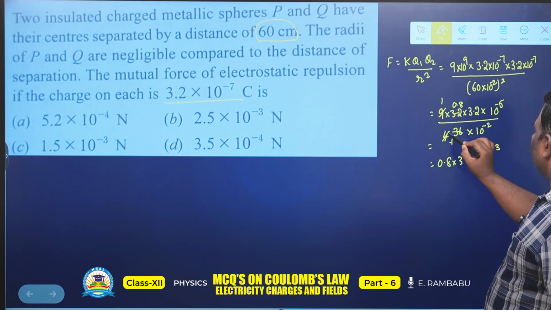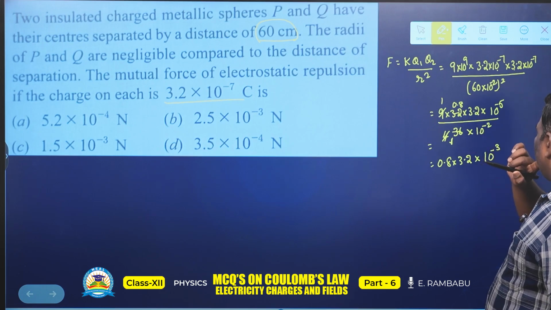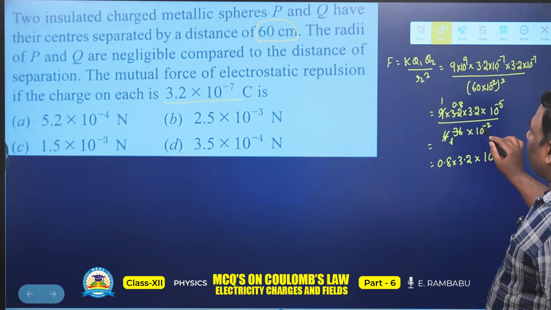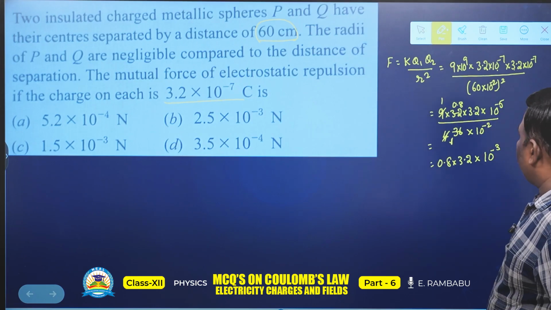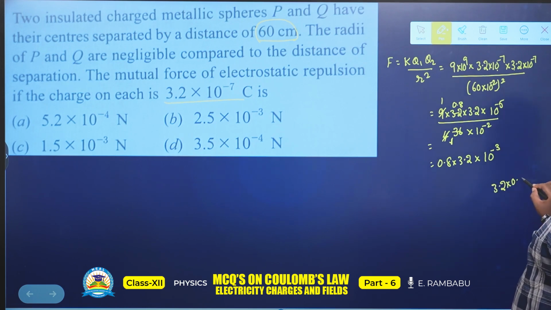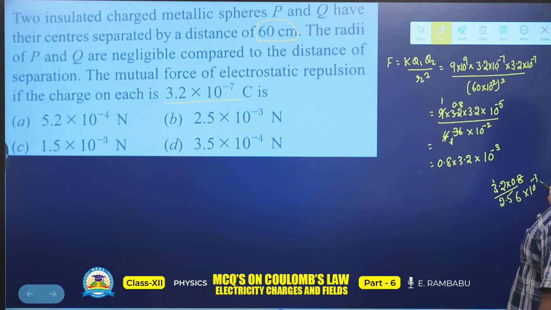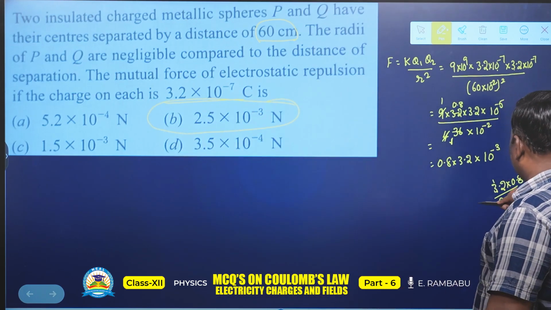9 ones, 9 fours, 4 ones and 4.8. And here 10 to the power minus 2, 10 to the power minus 2 minus 1, 10 to the power minus 3, and finally multiplying this, 3.2 into 0.8, 8 6 is 16, 8 3 is 24 and 1 is 25, 2.56 into 10 to the power minus 3 newtons. Option B is the answer. 2.5 into 10 to the power minus 3 newtons.